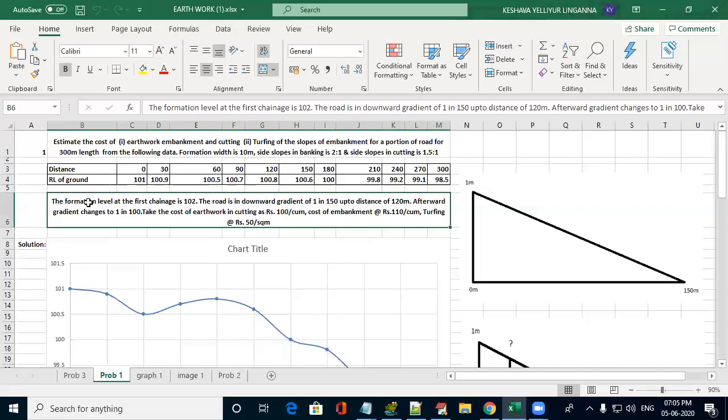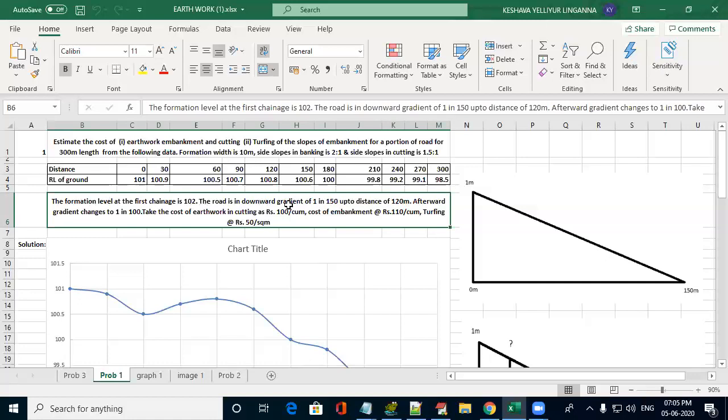The formation level at the first chainage is 102. Formation level means where we need the road. Actual ground level at the first point is 101, but for our road, the formation level, that means the RL at the formation level at the first chainage, that is at the 0th point, should be 102 meters. That means there is a gap of 1 meter. All those things we need to fill. That gap you need to fill. So the formation level at the first chainage is 102.